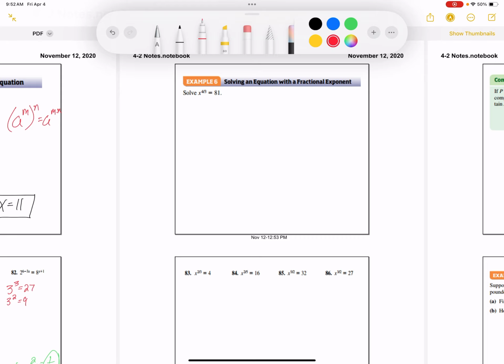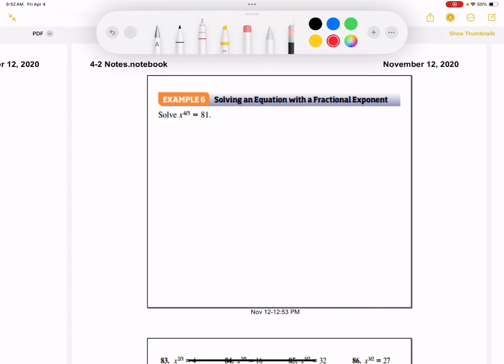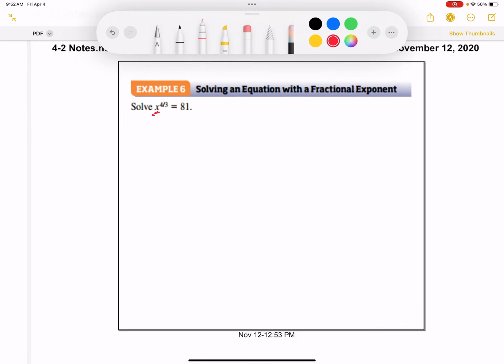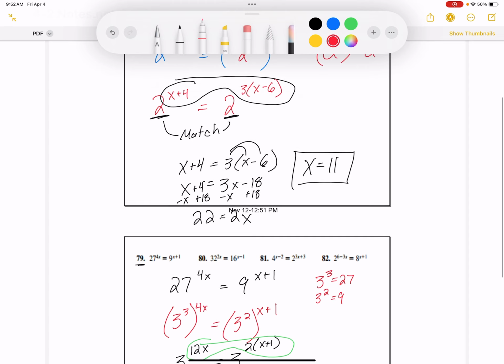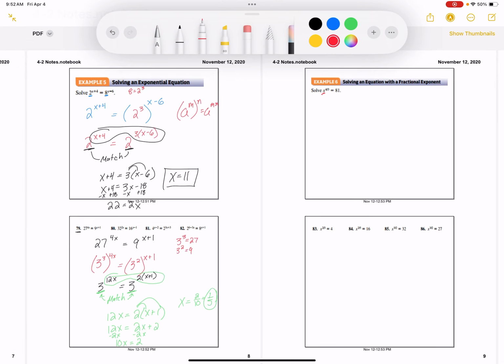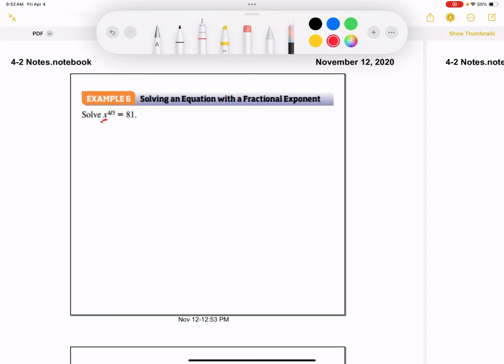What about this one? So this is kind of a different strategy. Notice that the x is not in the exponent position. So this is like a different type of problem. On all these other ones that I was just showing you, x is in the exponent position, right? That's how it was going down. But on this one, x is not in the exponent position. So x to the 4/3 power equals 81.